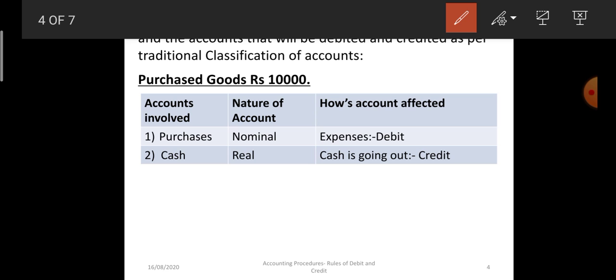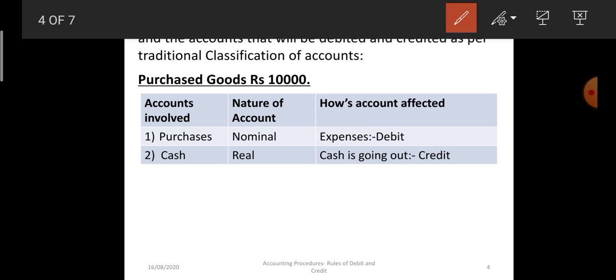For all other assets which come into the business we open a separate account in their own name. Like furniture is purchased, so furniture account. If machinery is purchased, machinery account. But for the items in which the business deals, we open an account known as purchases account. So here goods are purchased, goods are the item in which the business deals. So when goods are purchased we open purchases account.